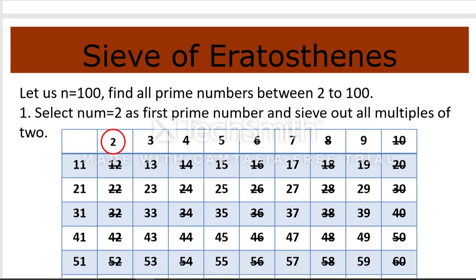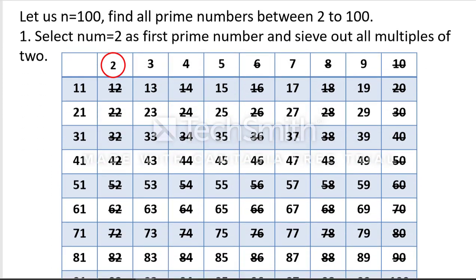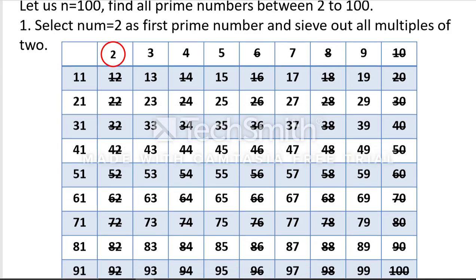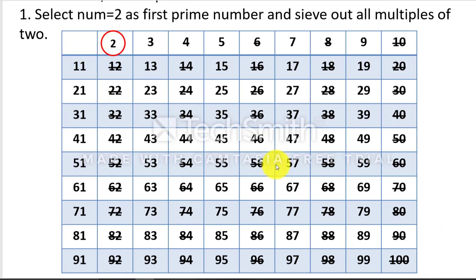Now in this example, n is 100 and the task is to print all the prime numbers between 2 and 100. So make an array of numbers, and it will start from 2 to 100, because 1 is not a prime number, so it is already filtered out. Now 2 is selected as a prime number, so it is enclosed in a red circle, and we filter out all the multiples of 2. So 4 will be filtered out, 6 will be filtered out, 8 will be filtered out, 10 will be filtered out, so you can check.